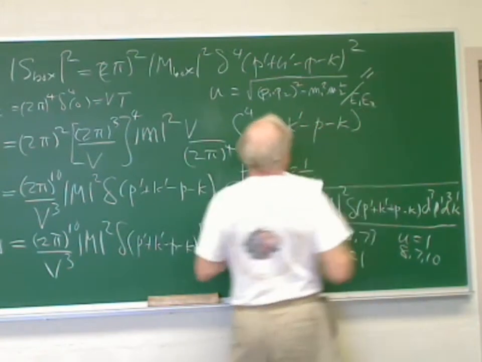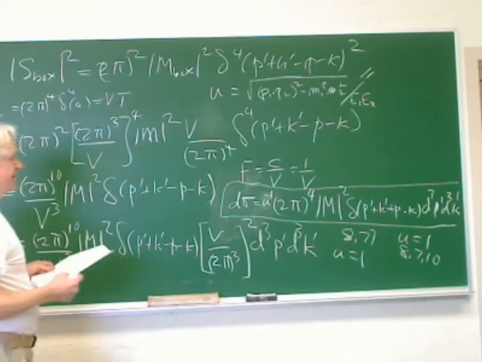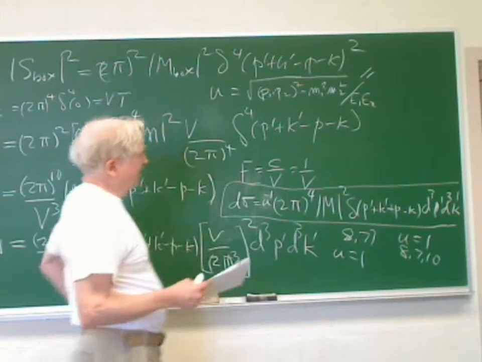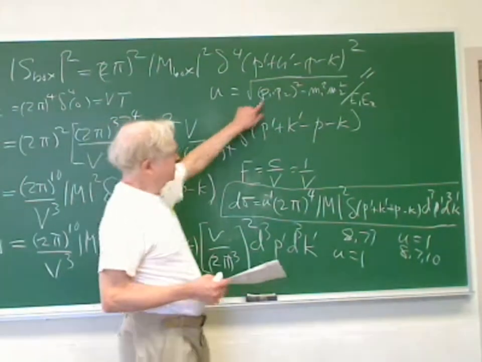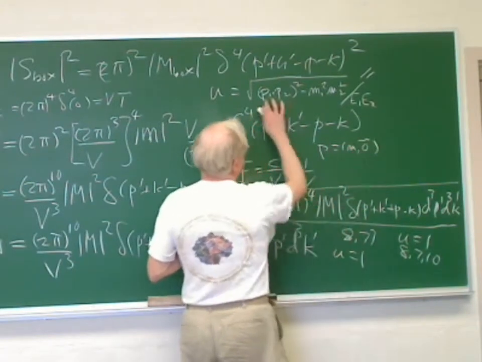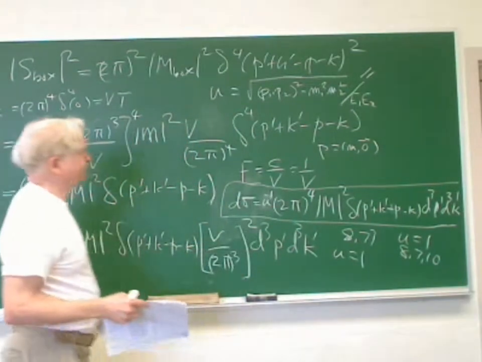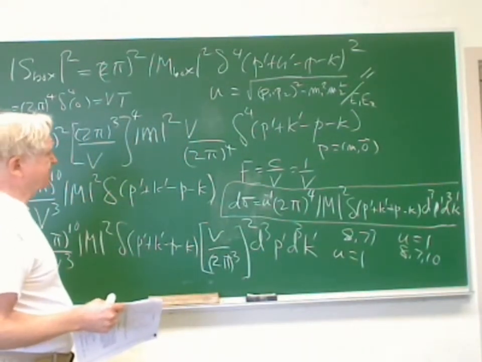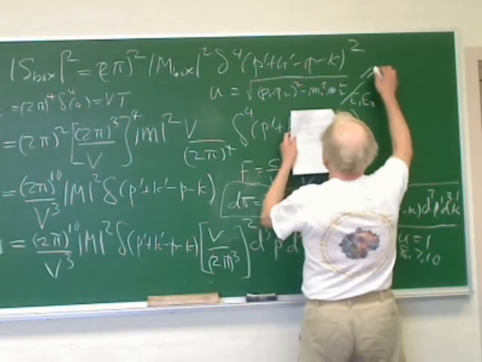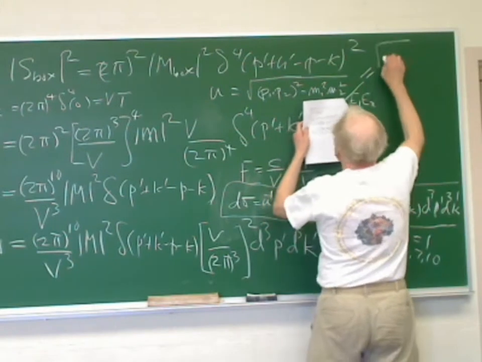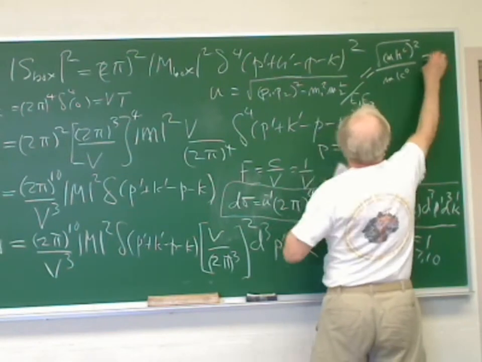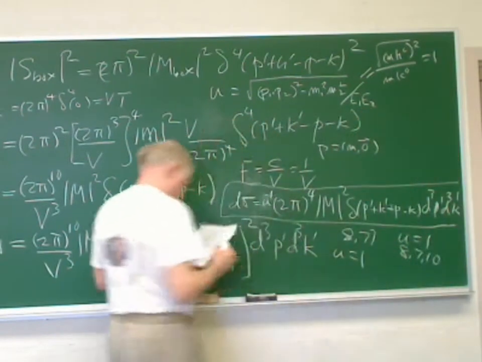And in this case, if we go to the rest frame of the electron, in the rest frame of the electron P is just m0. And so this dot product is just m times k0. And the mass of the photon is 0. So this thing is just the square root of (m k0) squared divided by m k0, and that's 1. So that's why we have 1 here.